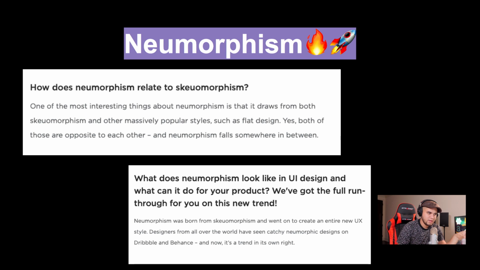So it's in between making them very flat and making them very real-world alike. So neomorphism is pretty much that. It's in between skeuomorphism and flat design. And so, yep, here they go. Skeuomorphism and other massively popular designs such as flat design are opposite to each other, and neomorphism falls somewhere in between. That's exactly what I just said.